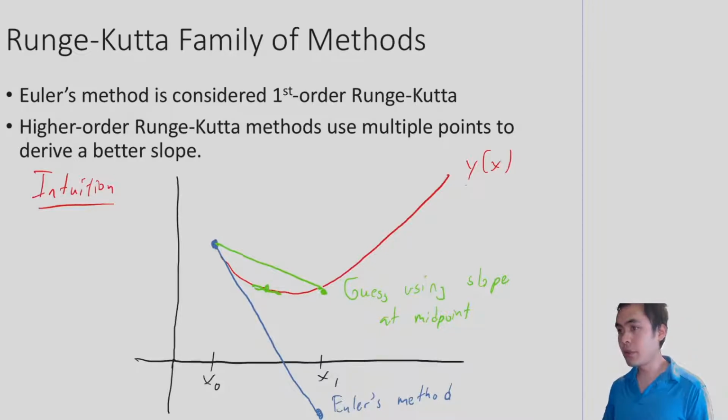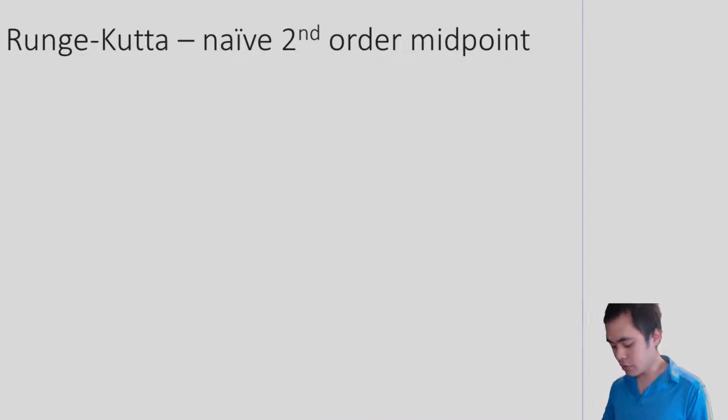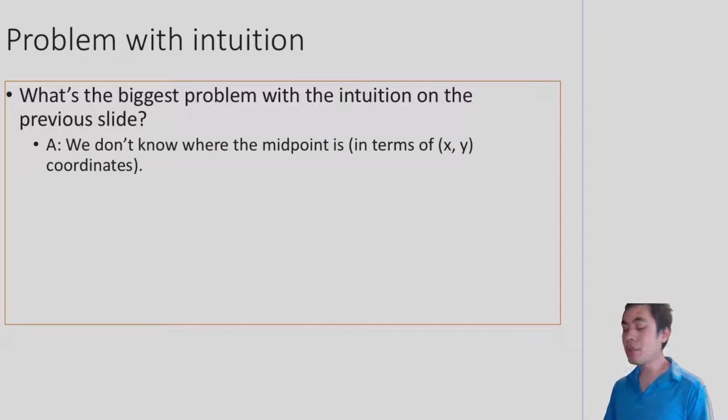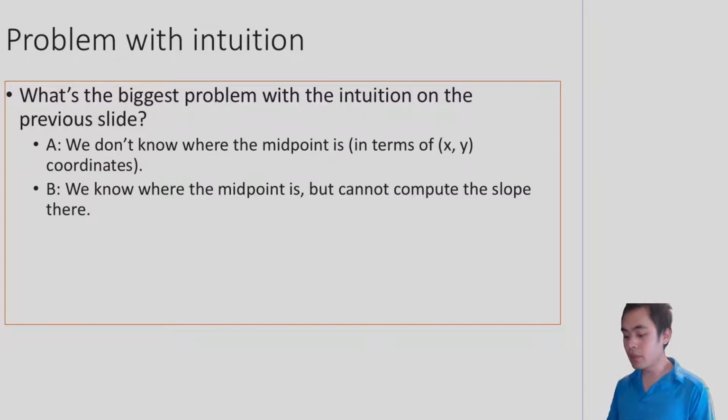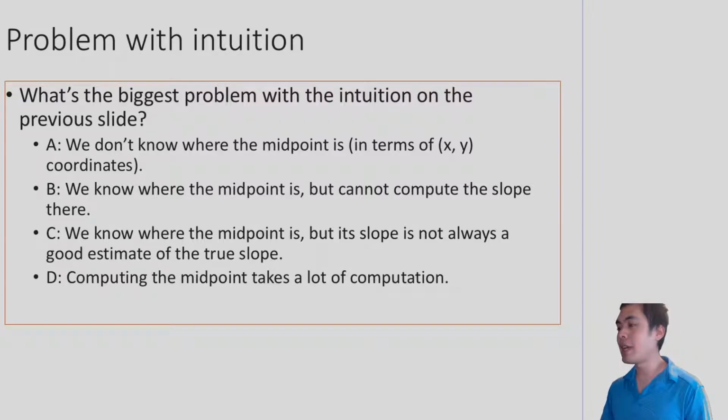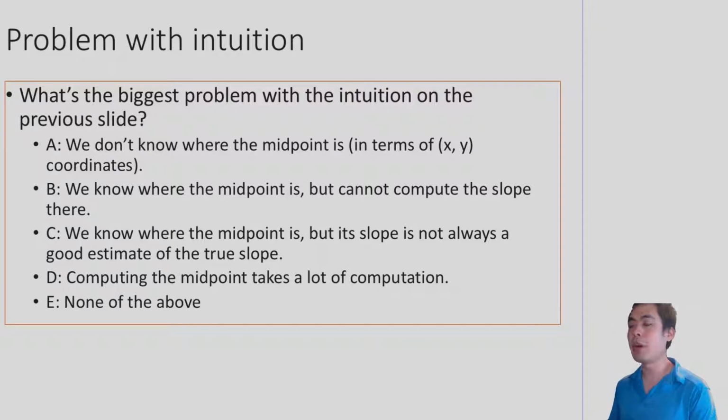So now, I'm going to ask you, come on. What is the biggest problem with the intuition on the previous slide? So is it A, we don't know where the midpoint is? Is it B, we know where the midpoint is, but we can't compute the slope there? C, we know where the midpoint is, but its slope is not always a good estimate of the true slope? D, computing the midpoint takes a lot of computation? Or E, none of the above?